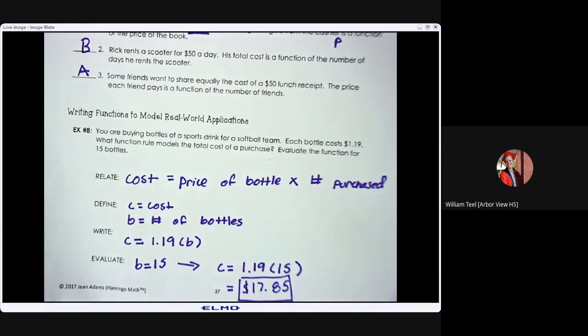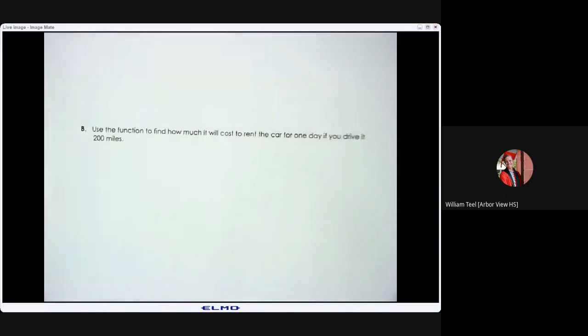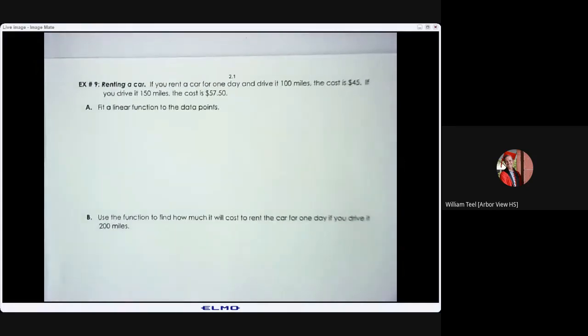Moving on to your last example, example number 9 today, renting a car. If you rent a car for 1 day and drive it 100 miles, the cost is $45. If you drive it 150 miles, the cost is $57.50. So obviously different costs depending on how many miles you drive. First, we want to fit a linear function to the data points. And then for part B, we want to use the function to determine how much it will cost to rent the car for 1 day if you drive it 200 miles.